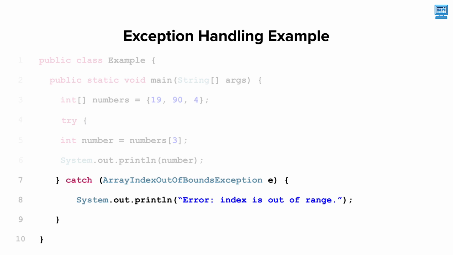Next, we use the catch keyword to begin the catch block. The catch block requires you to pass in the exception that you want to handle as an argument. In this case, the program needs to handle the array index out of bounds exception. If you recall, that is the exception that was provided by the error message earlier.